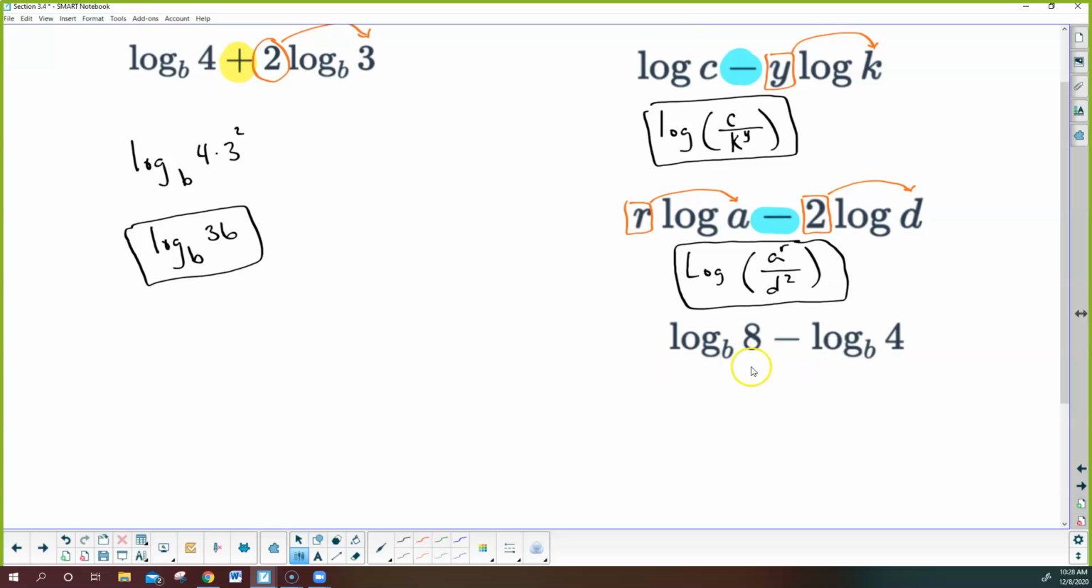All right, last one. Notice they both have base b. So we're going to keep the b the same. And then what do I have? I've got 8 minus 4. Well, that minus is the quotient. So it's going to be 8 divided by 4, which we can simplify into 2.